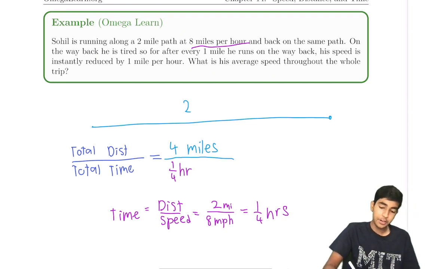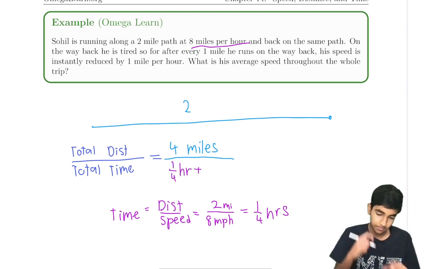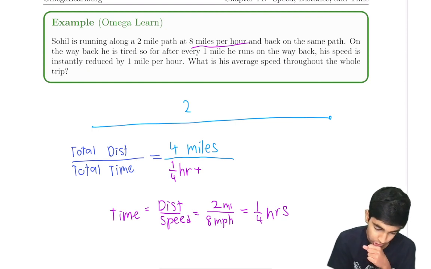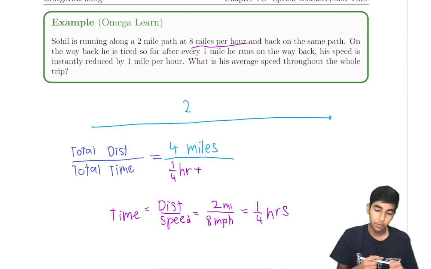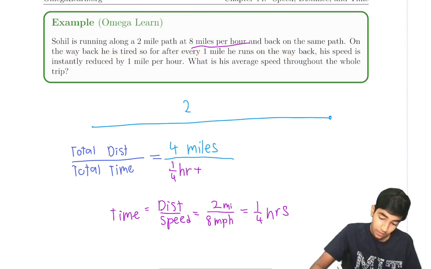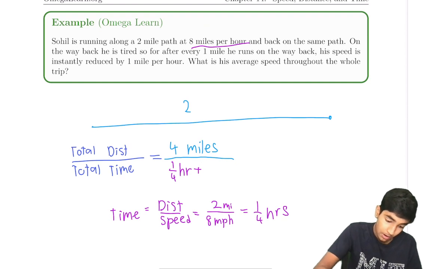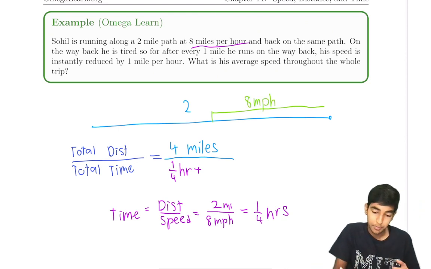Now, what about the journey back? Interesting. So it says here in the question, on the way back, for every 1 mile run, the speed is instantly reduced by 1 mile per hour. So initially, the speed is going to be 8 miles per hour, and after 1 mile is run, for this green part, the speed will still be 8 miles per hour because that was the speed from the beginning.